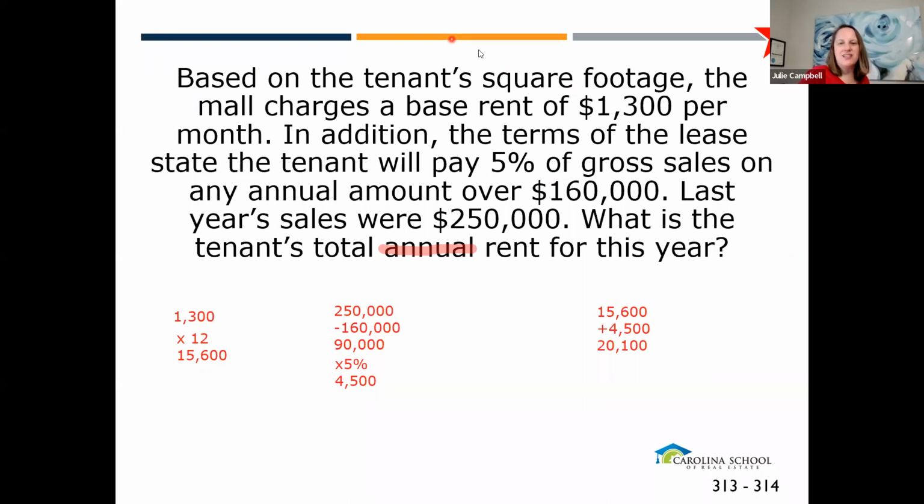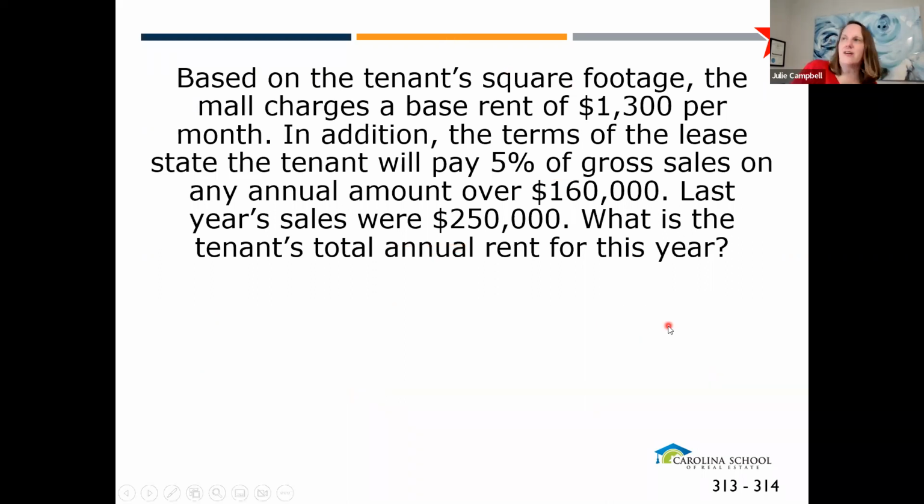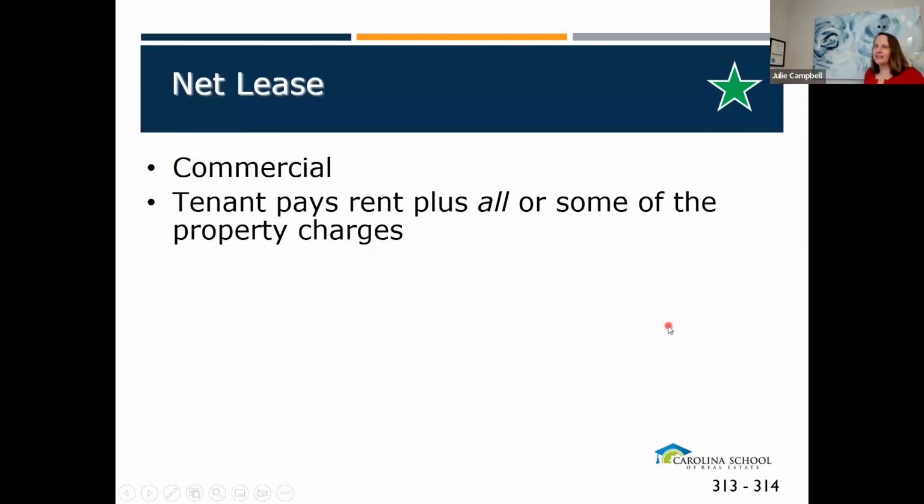Another lease we may see in commercial leases is called a net lease. Again, for commercial properties. In a net lease, the tenant pays the rent, plus they're also going to pay property taxes and insurance and maintenance, landscaping. So not only are they paying the landlord the rent, they're also paying some or all of the property charges.